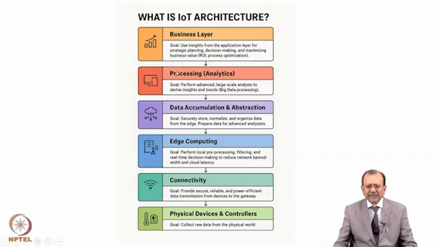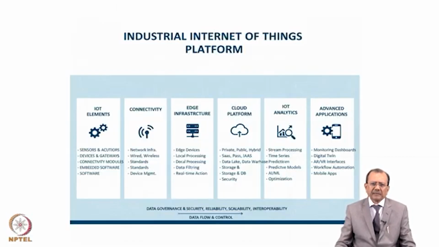So this is a 7-layer architecture of IoT, which is worth looking at. Except for the business layer and component, we will be dealing with all other layers in this lecture and the next lecture. Now, if you see a typical IoT platform, it comprises these 6 elements or 6 layers.